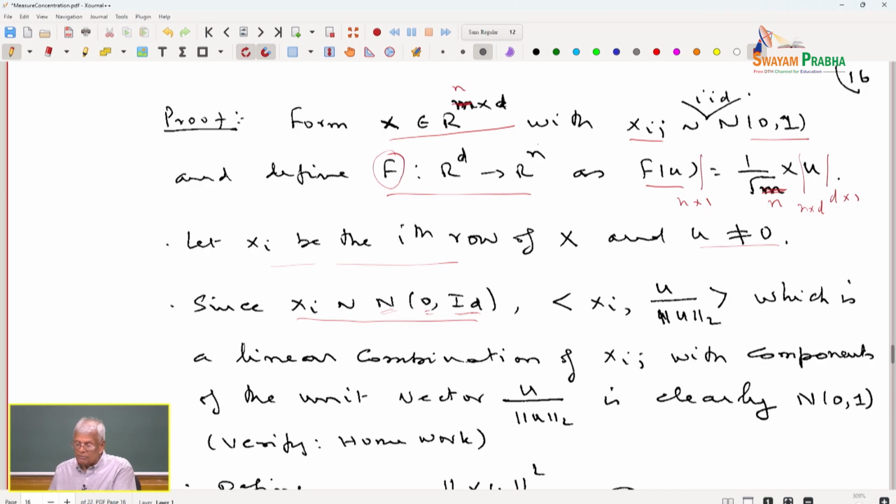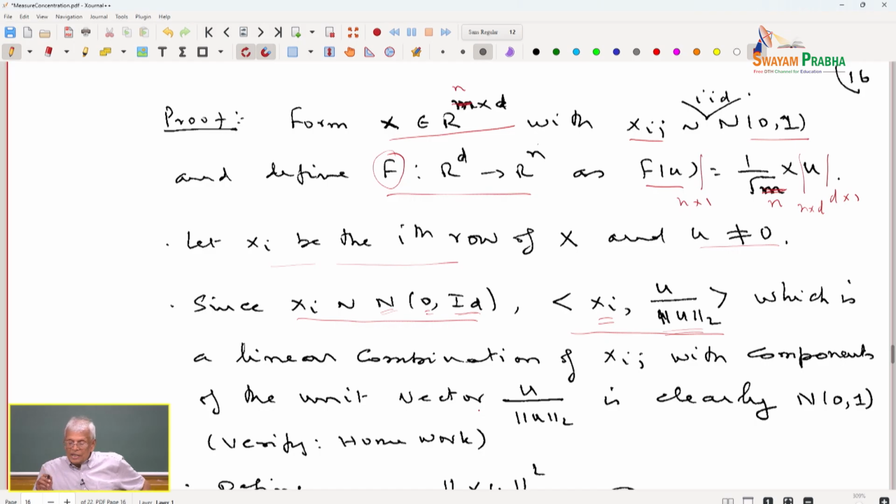Identity of dimension d. So if I took the inner product of xi with the normalized u, where the denominator is the Euclidean length of u, I am going to normalize it to be a unit vector. I am trying to take the inner product of xi with the normalized u, which is a linear combination of xij with the unit vector corresponding to u.